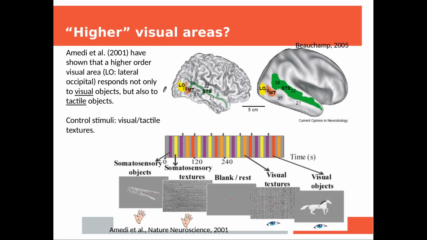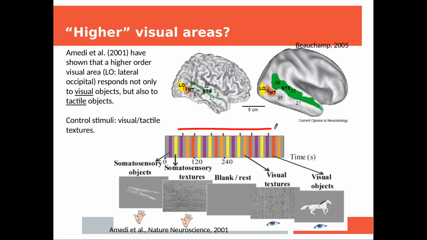And similarly, not just in V1, but also in higher-level visual areas, like, for example, the lateral occipital lobe in humans, which is maybe like V5 in monkeys or something. The lateral occipital lobe responded not only to visual objects, which we knew, but also when someone touched something, tactile objects. The neurons also sometimes responded to those.